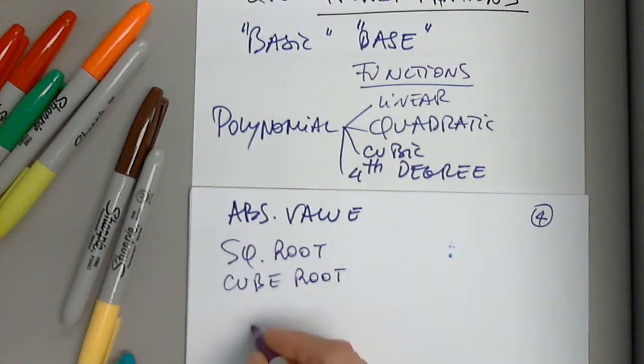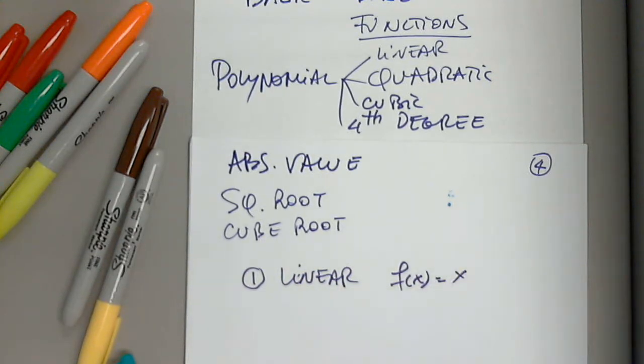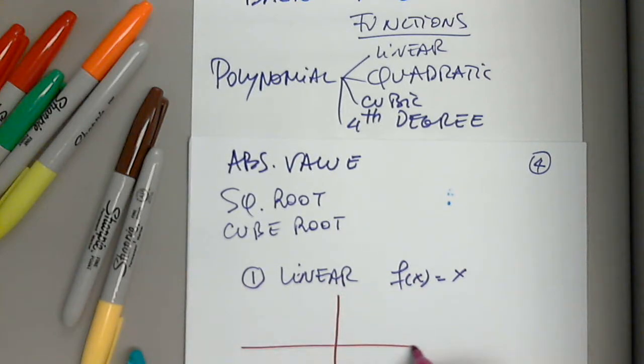Okay. So can anyone give us the simplest possible linear equation? f of x equals x. That's it. This is the simplest possible linear equation. No one can find an easier one than this. So we do have to commit to memory the graph of this function.